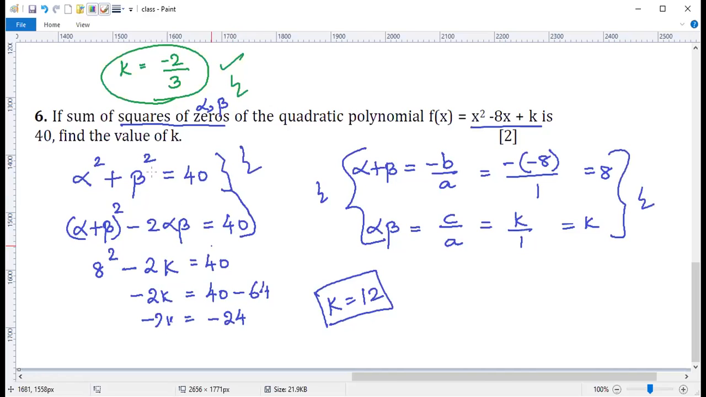Or you should have found alpha and beta separately. If you did that, then for splitting the middle term, 1 mark; finding out alpha and beta, and this relationship, half a mark; and then substituting alpha and beta, half a mark. So totally 2 marks for finally finding out k. Clear?